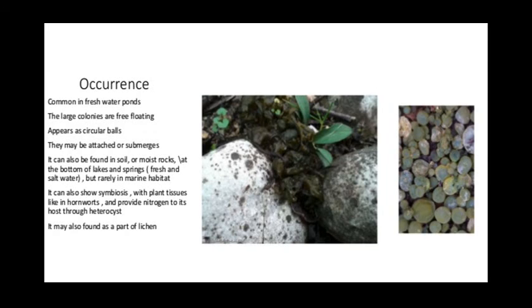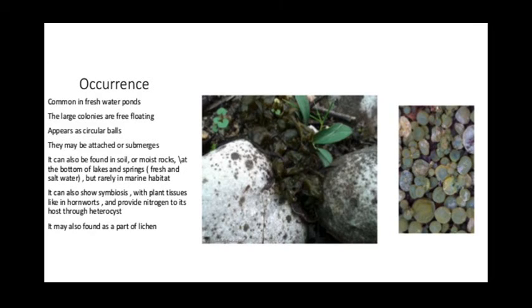So we'll talk about the occurrence of nostoc. It basically occurs in freshwater ponds. There are large colonies which are free floating. You can see circular balls there. They can be attached or they can be submerged also. In freshwater ponds, puddles and ditches they are found. Nostoc commune grows in damp soil. Some species grow abundantly in paddy fields and they enrich the nitrogen content in the soil.